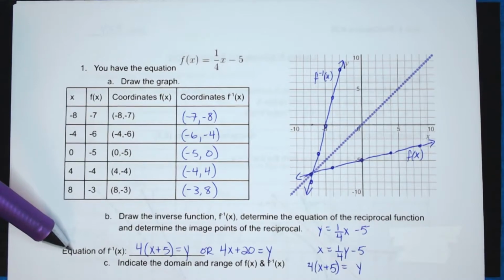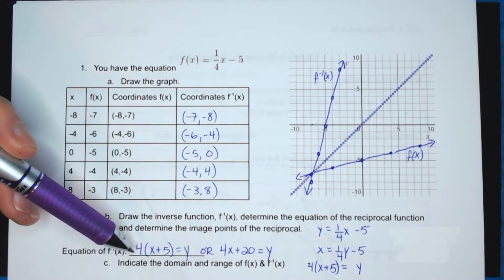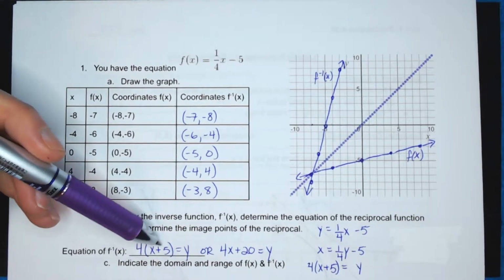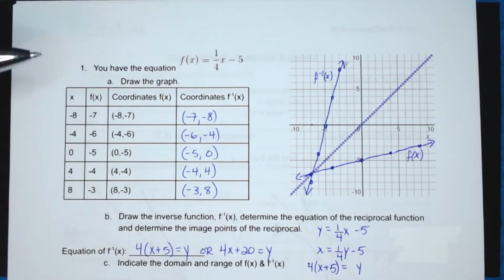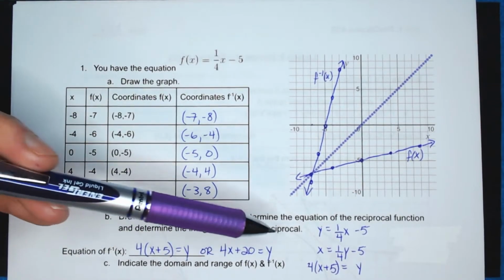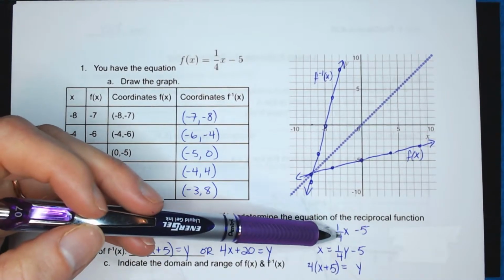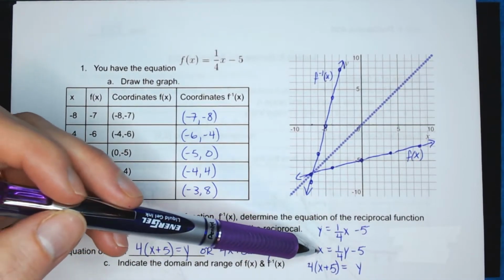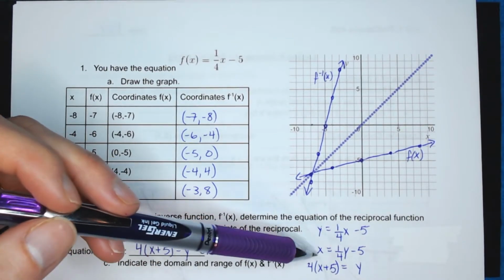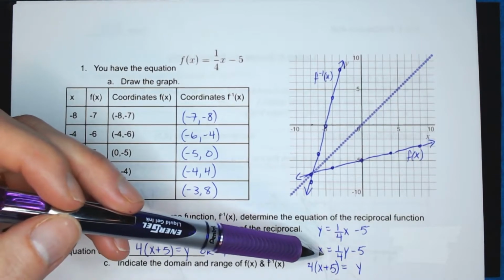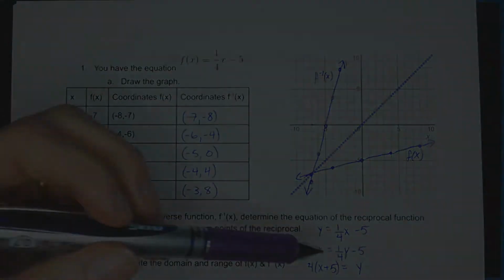Now, the equation of f to the minus 1 of x is 4 times (x plus 5) equals y, or 4x plus 20 equals y. And this is how you do that. Very simply, we have our original function here, y equals 1/4 x minus 5. All we're going to do is swap the x and y, and then solve for y to make it back into that y format.